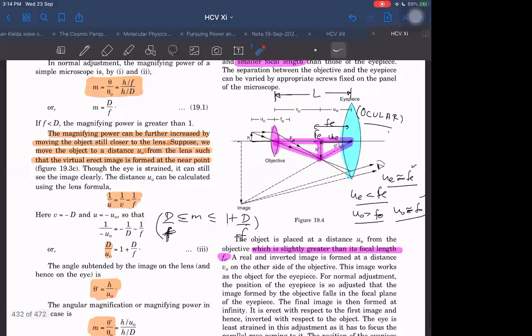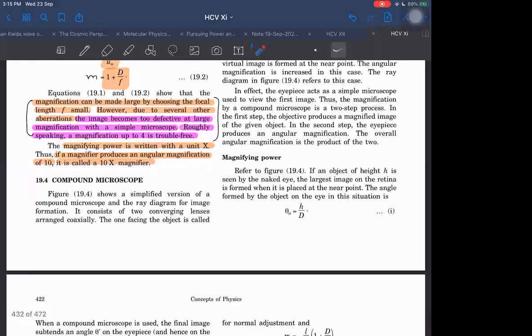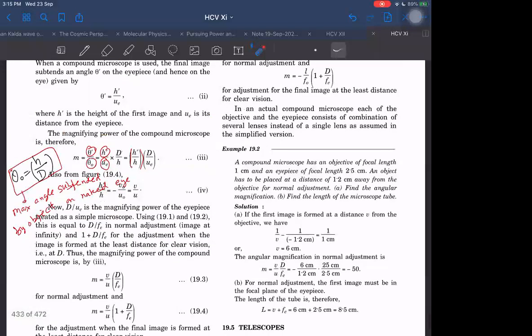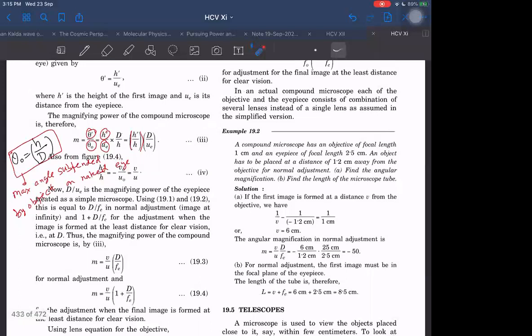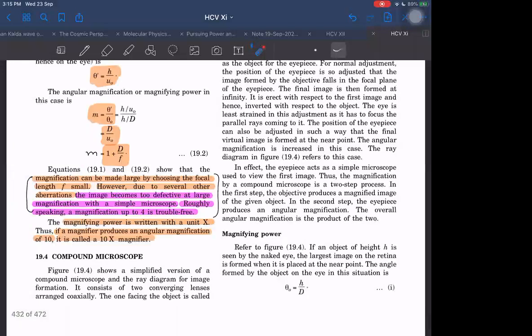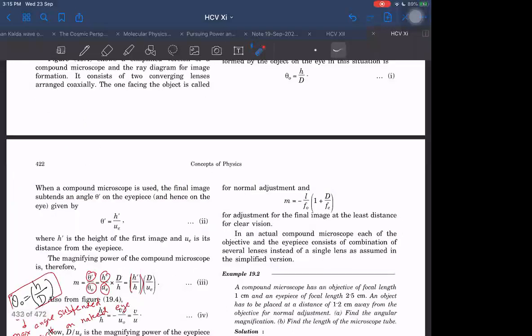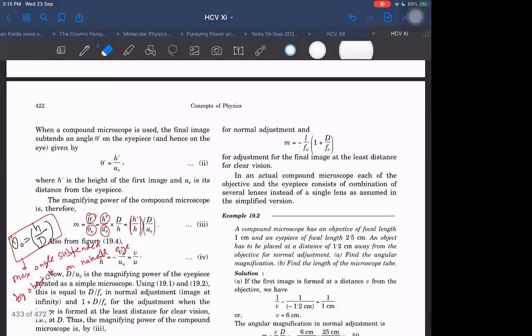You may be thinking we don't need this. We need it, because this angle, whatever it is, let it be alpha. This also will be alpha. And I think they are writing in those terms only. See, once: D upon UE into H dash upon H. H dash upon H is V naught upon U naught. Is it coming out to be that or not?